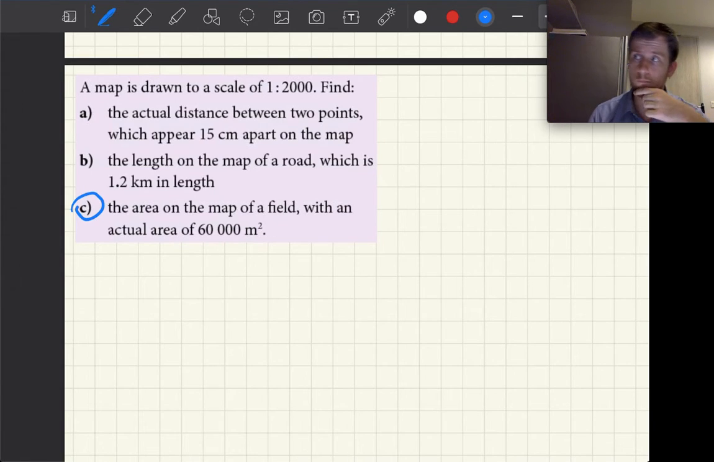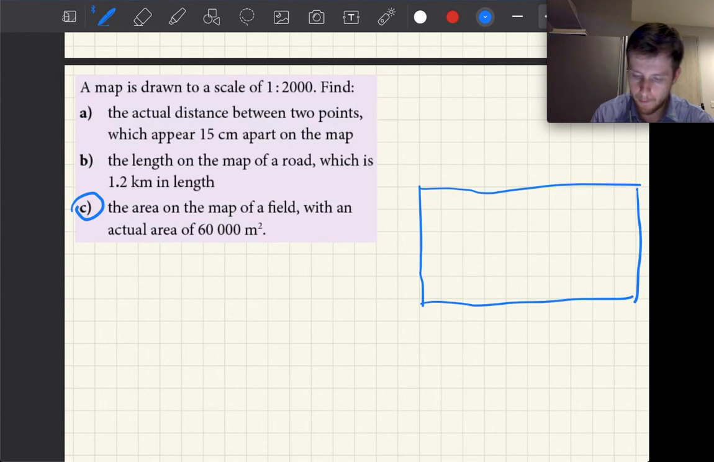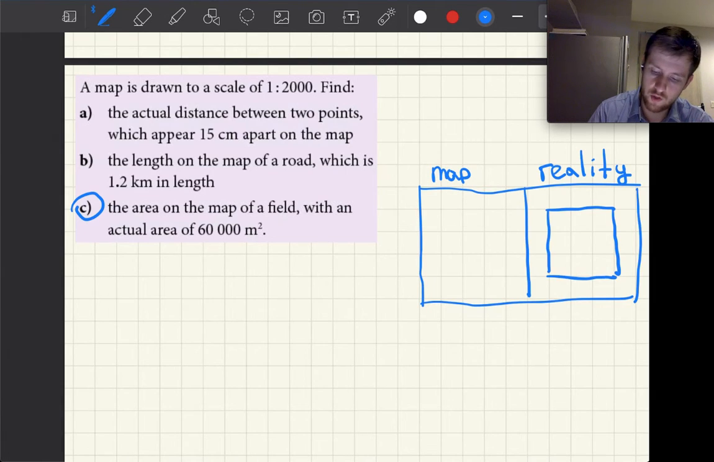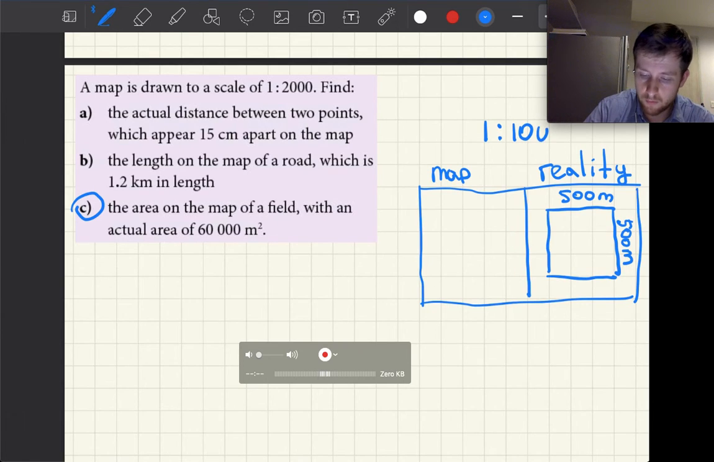Let's say we have the map, and let's say we have a real version of this map. So this is the map, and that's going to be the part which is about reality. Let's say in reality we have some field, and I'm just going to use 1 unit, not to make this confusing. Let's say some field which is 500 meters by, let's say also 500. It looks like a square, right? So the area of this square would be 500 times 500. The scale, by the way, let's suppose is 1 to 100 for this one.